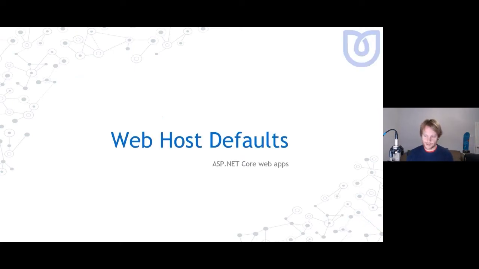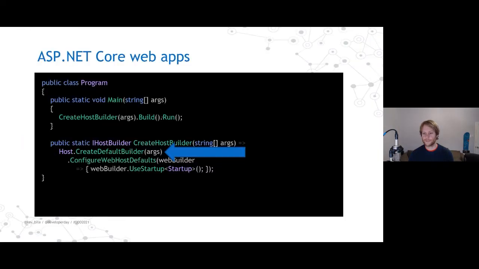So I'm just going to talk about the web host defaults. Somebody mentioned this in the chat on Discord as well. This is a bunch of default configuration set up for ASP.NET Core applications. They had this in, I think it was .NET Core 2, where they introduced it. The previous version was just hard coded in the template for you, and you could change it around. But now it's baked into the actual framework.